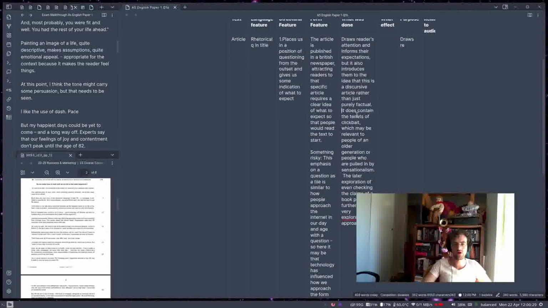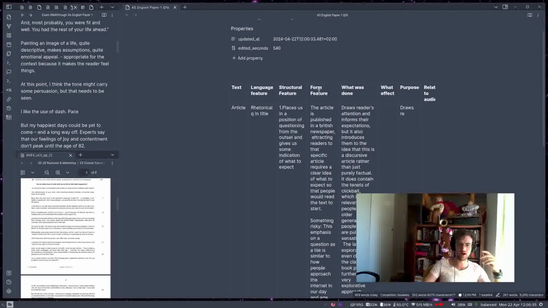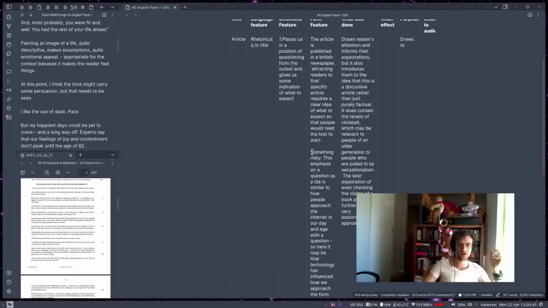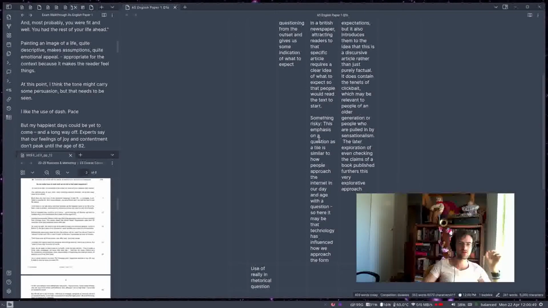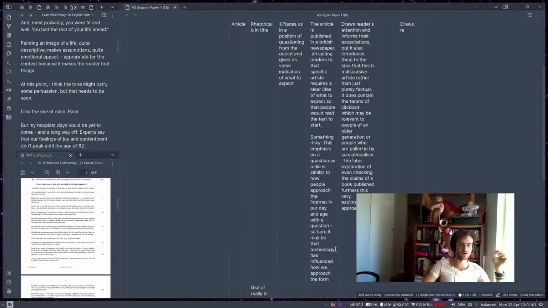But then I also went a little bit further because I may or may not, I'm not sure at this point, explore the impact of technology on our form and how technology has influenced our language, and how it continues to influence our language. Like over here, I said something risky. I like to add something risky. The emphasis on a question as a title is similar to how people approach the internet in our day and age, with a question. So here it may be that technology has influenced how we approach the form. So that's just a side note.